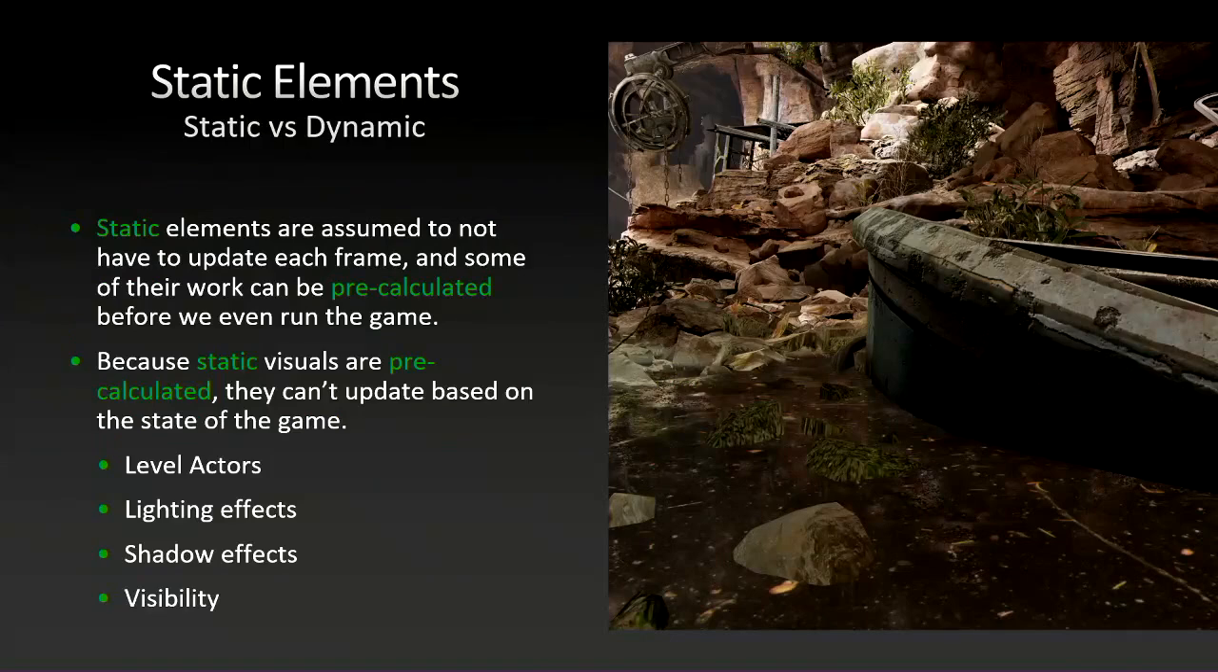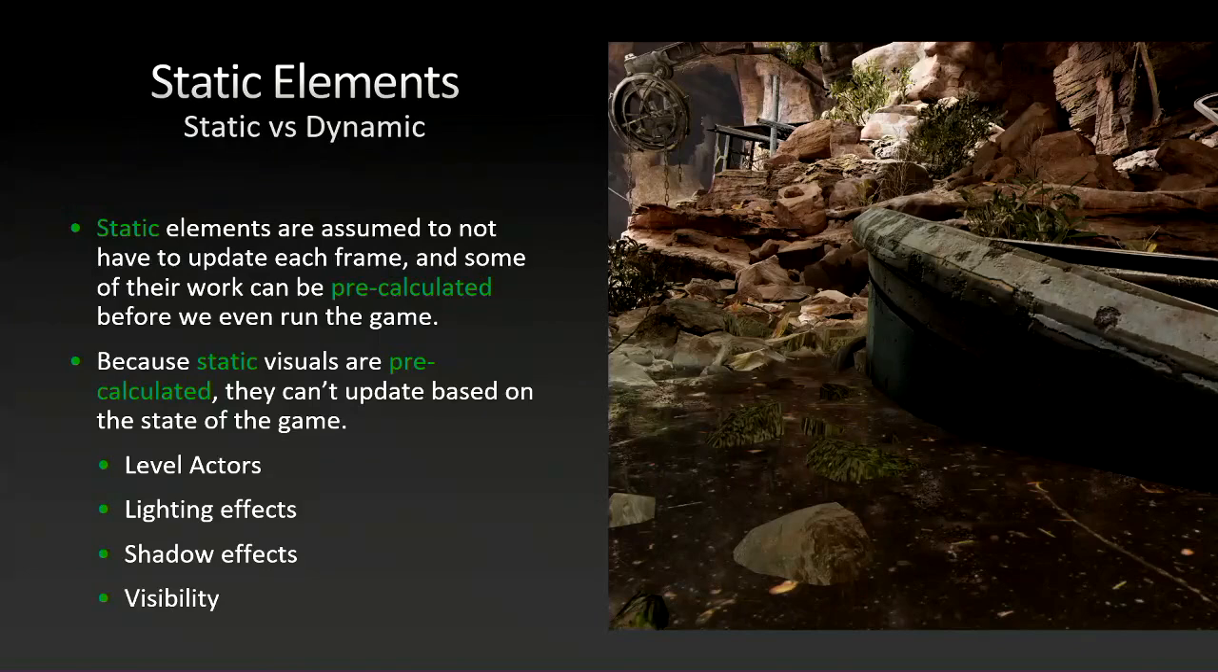So let's have a look at some static elements. Static elements are assumed to not update every frame. That's very important. Some of their work can be pre-calculated. We can even do it offline before we even run the game. Super important. And because they're pre-calculated, we can't update them once they're in the game. Once they're static, we can't start changing them at runtime. So your level actors, lighting effects, shadow effects and visibility can be pre-calculated.